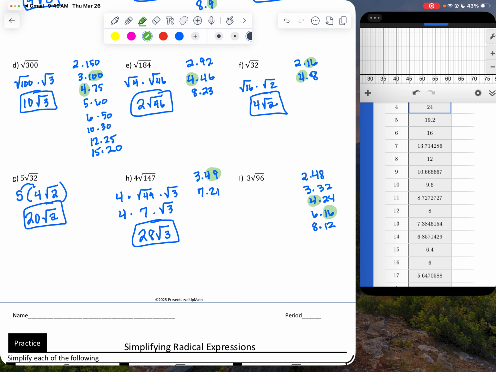So then I looked for my perfect squares, and the only ones I'm seeing are 4 and 16, so I'll use the larger one. So this would be 3 times, and for square root 96, I'll use square root 16 times square root 6. So 3 times square root of 16 is 4, and then square root 6 will not simplify. So 3 times 4 gives me 12 square root 6. And that concludes today's lesson, Simplifying Radicals.